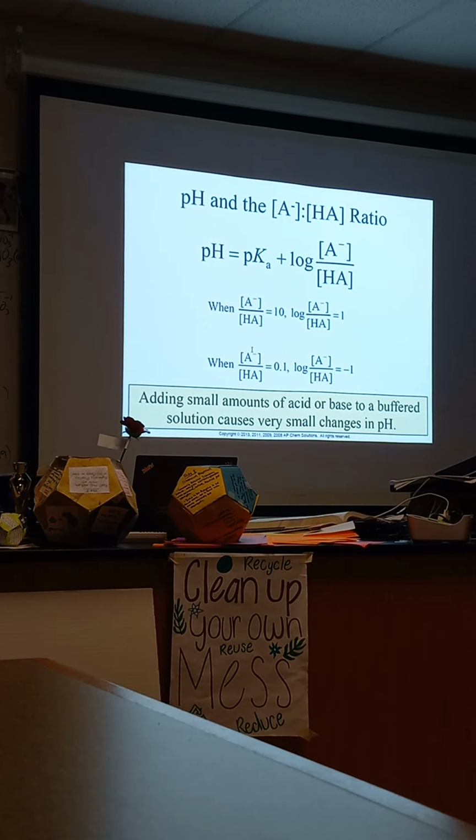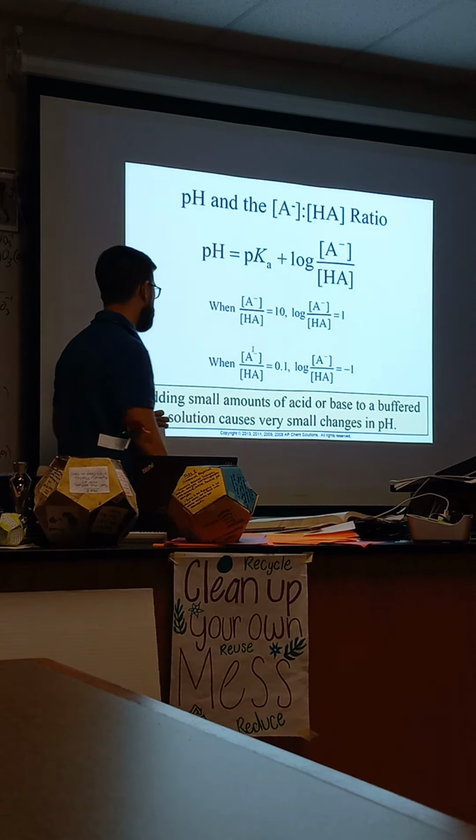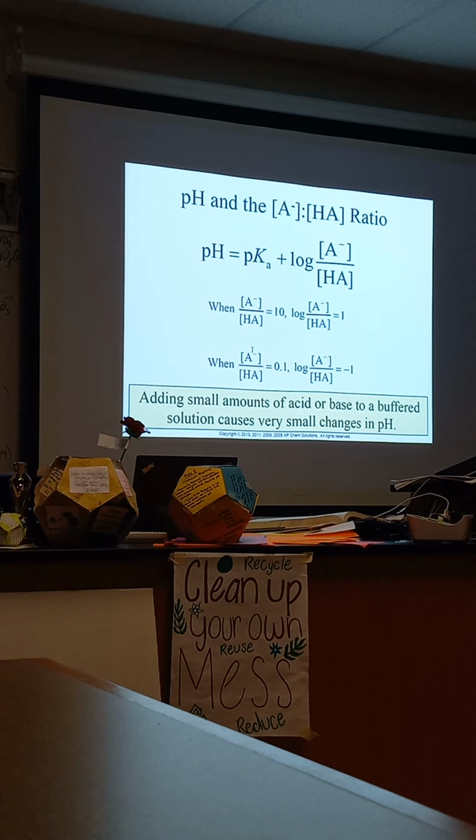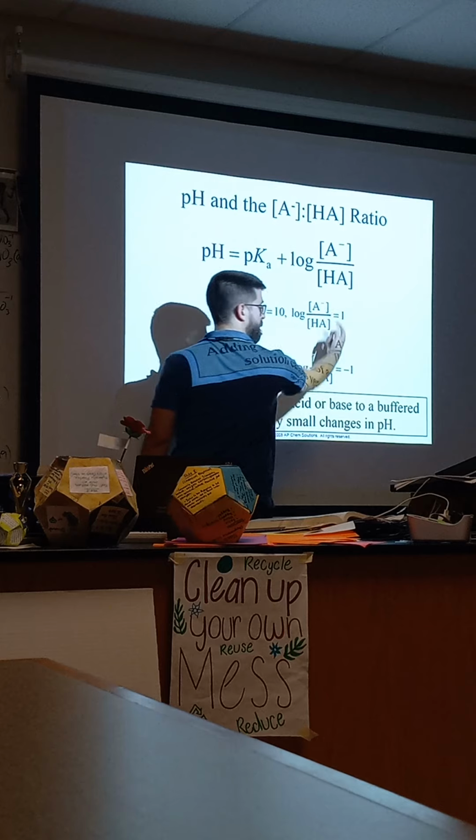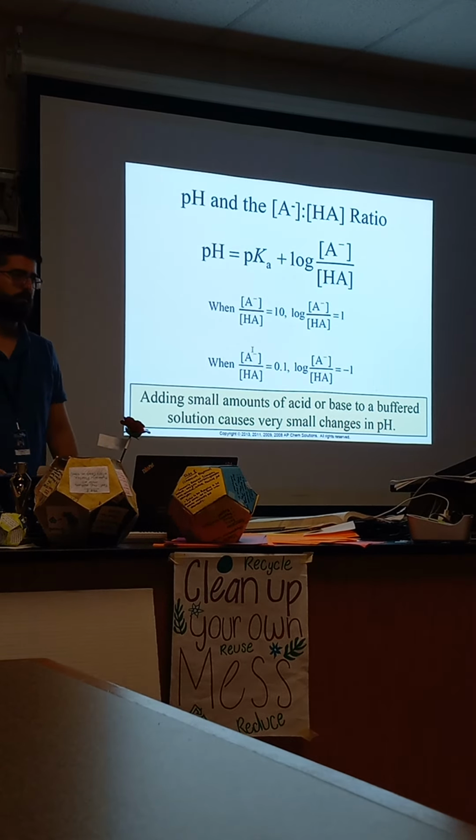So if you add small amounts of acid or base to a buffered solution, you can only make very small changes to the pH. And we can actually take advantage of that, because remember that earlier example? Maybe you want a target pH of 10.1. Well, this buffer is only 10. How can you make it go to 10.1? You can add a little bit more strong base to it, and you can cause the pH to go up a little bit to where you need it.